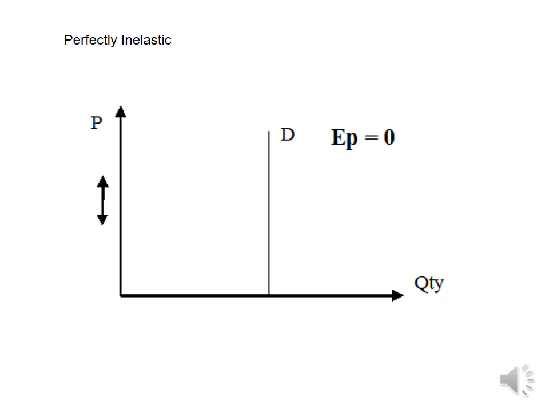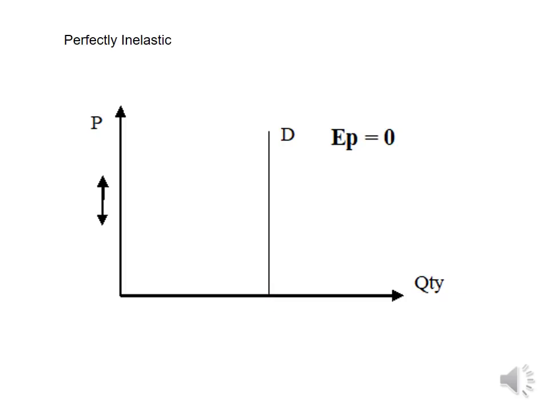Now let's take a look at an extreme case. Perfectly inelastic. Perfectly means absolutely, completely. Inelastic is cannot change. If you look at the diagram, you can see how it's being represented. The quantity is stuck here. For this kind of curve, which is vertical, it means that no matter how much the price changes, higher or lower, consumers cannot change the amount that they are buying. So we call this perfectly inelastic, completely cannot change.